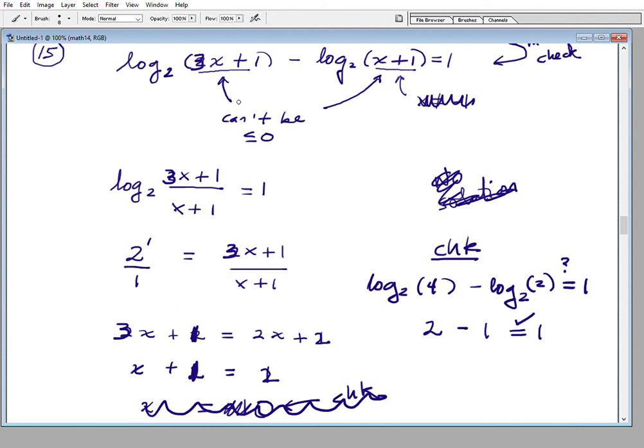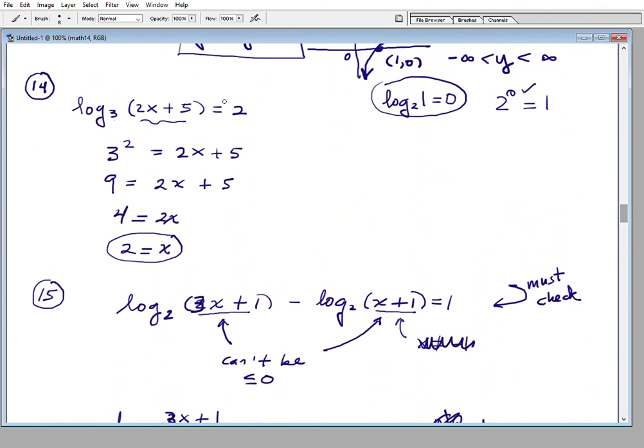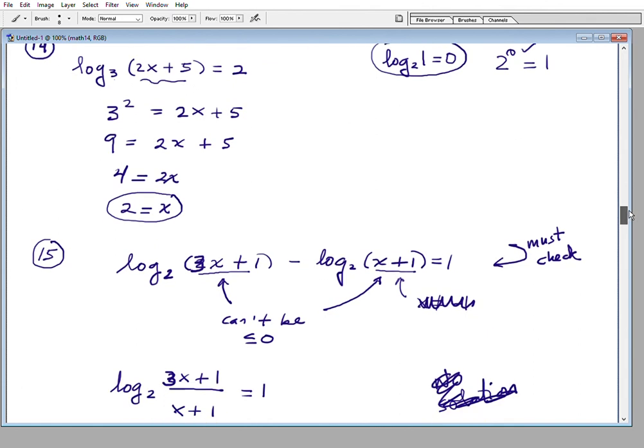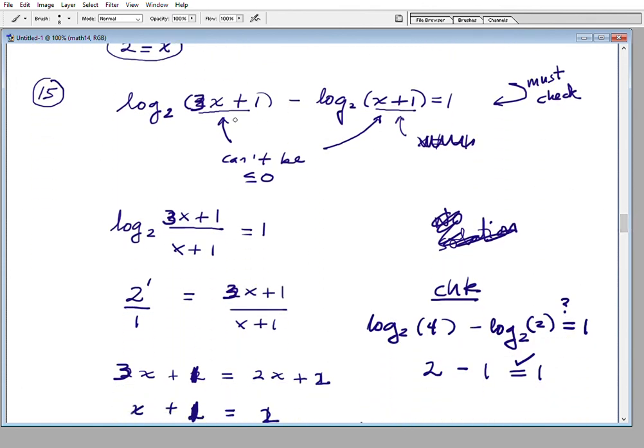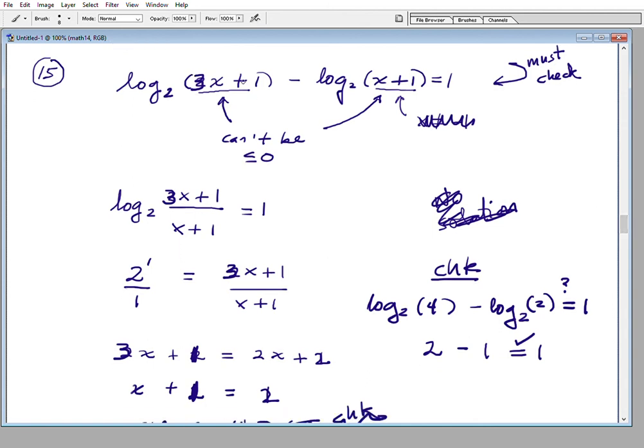When you have 2 logs subtracted, you have to check. In the previous example, you don't have to check. It's just when the 2 logs are subtracted. That's where you have to check, because you might get something negative when you substitute in. That's the only thing that can go wrong, if something here is negative when you substitute in.